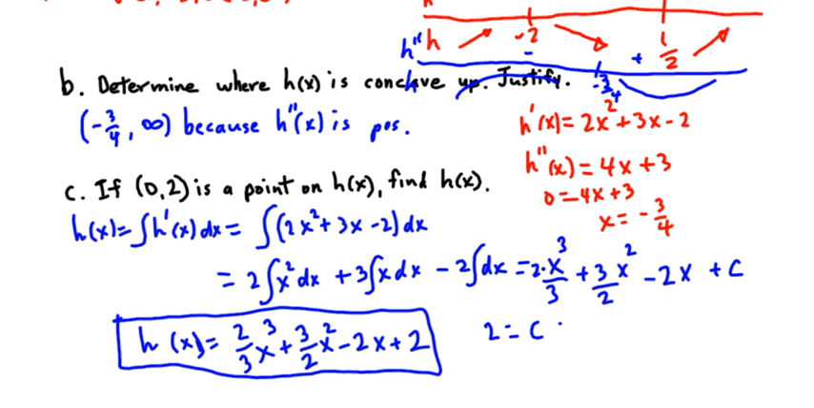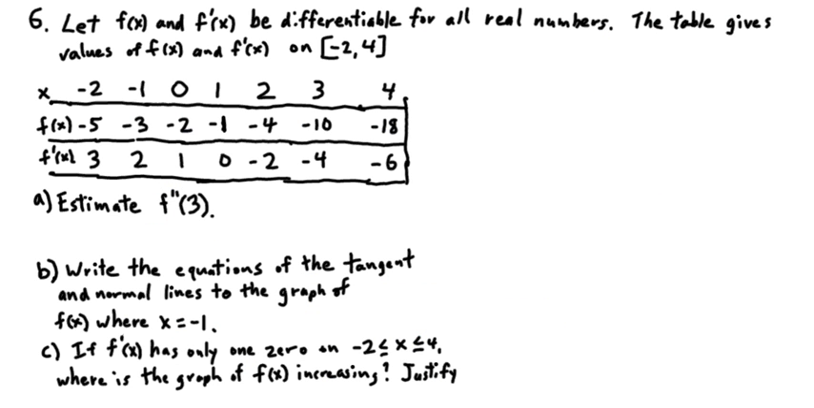Okay, next problem. Problem 6. Let f of x and f prime of x be differentiable for all real numbers. The table gives values of f of x and f prime of x on the closed interval from -2 to 4. Estimate f double prime of 3. Well, f of x is position, f prime of x is velocity, f double prime is acceleration. So that'll be the first derivative of this.